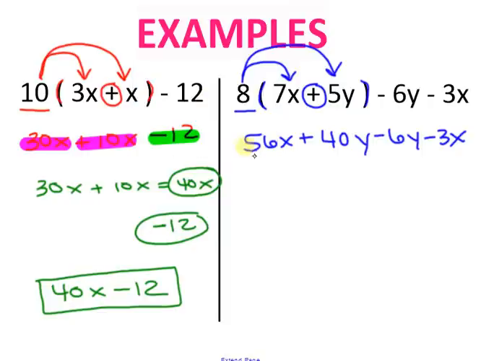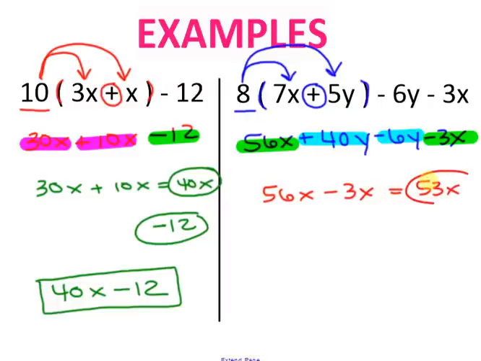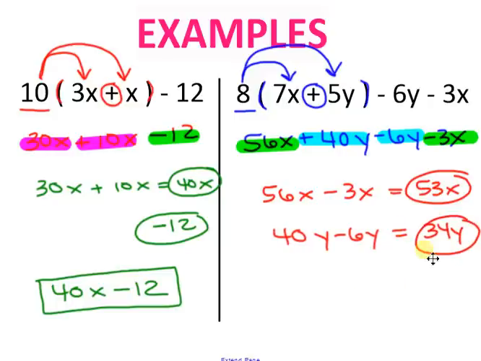Okay. Let's find our like terms. 56x minus 3x. And then positive 40y and minus 6y. All right, so we have 56x minus 3x. So that's gonna be 53x. He's part of our final answer. 40y minus 6y. That's gonna be 34y. He's part of our final answer. Alphabetical order, the x comes first. 53x plus 34y.